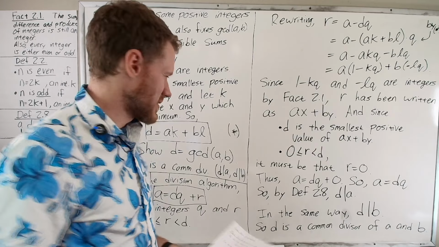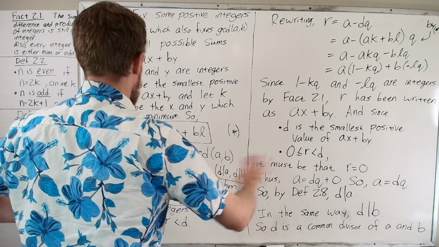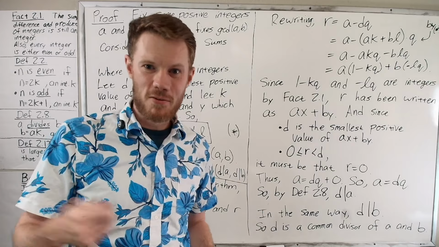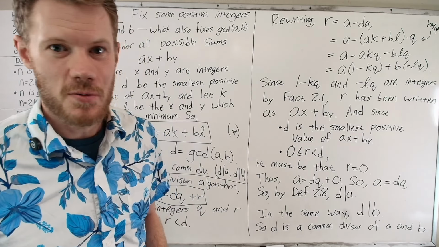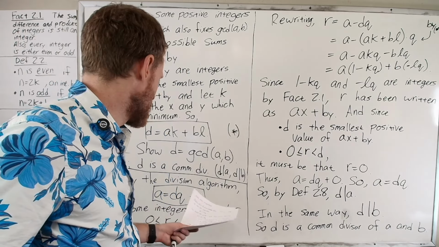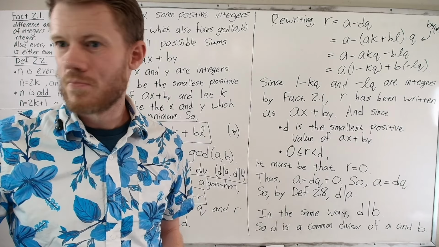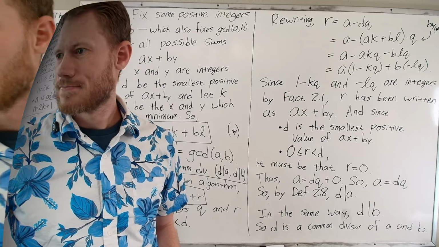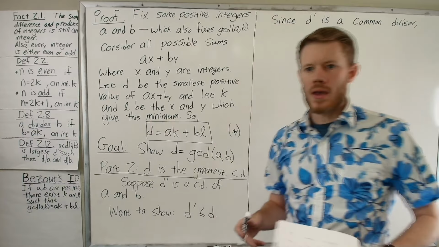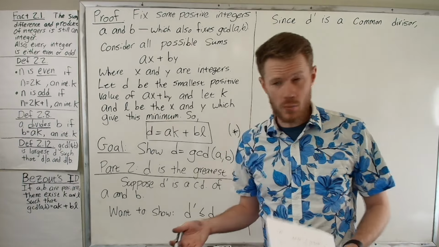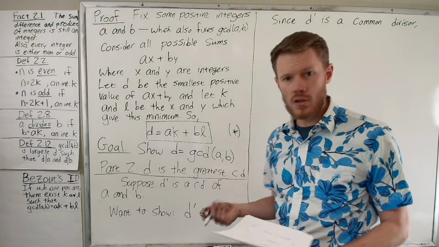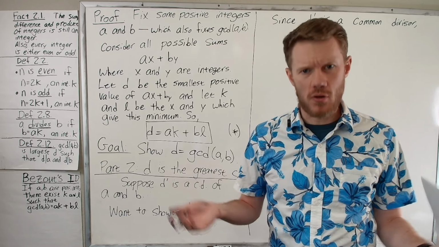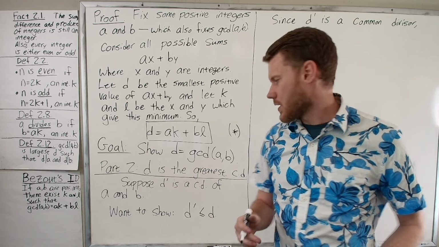Nevertheless, for this format, this is where I'll have to pause to erase part 1, and that way I can write on the board the proof of part 2, which is to show that D is the largest among all common divisors. Okay, so in part 1, we showed that D is a common divisor. Why is it the greatest? Why can't there be another even greater common divisor?